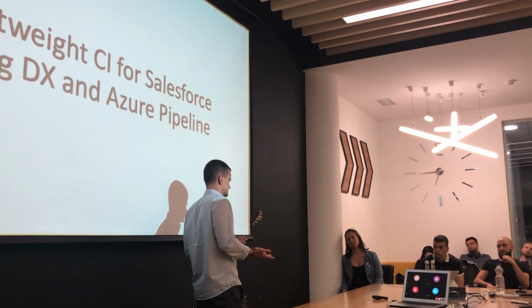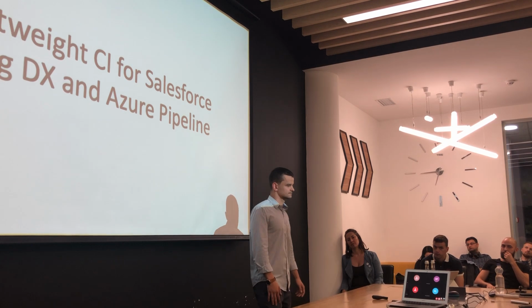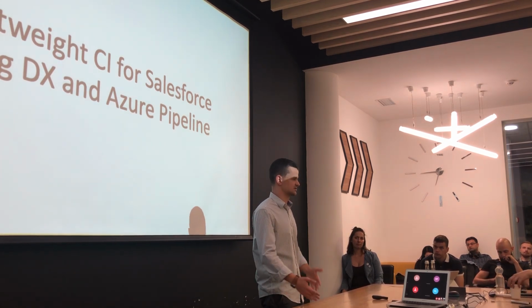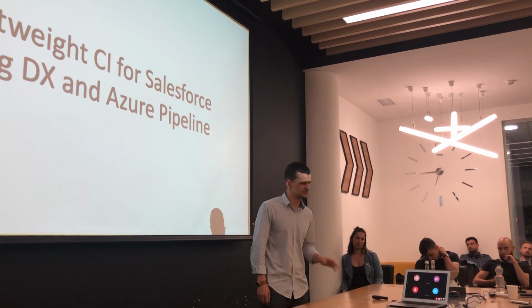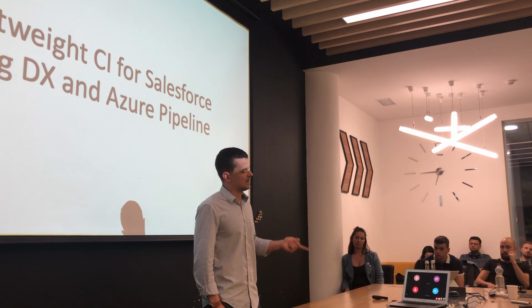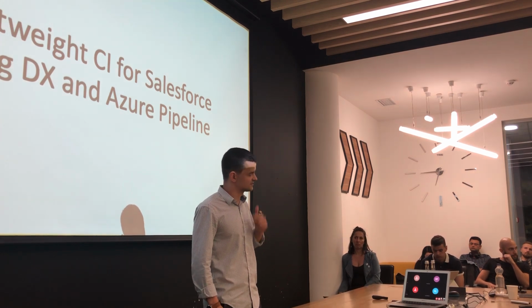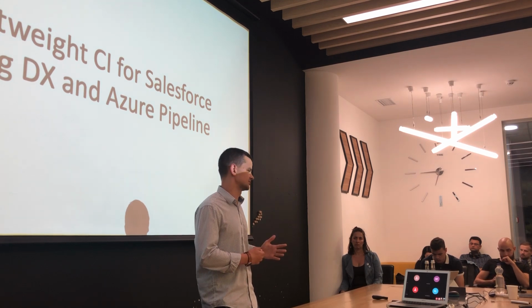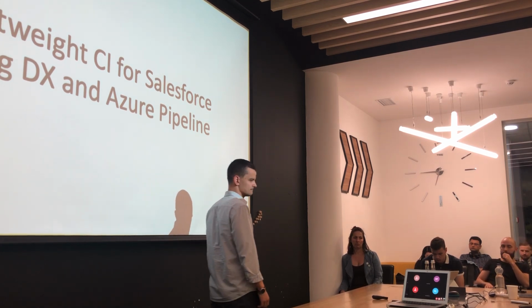Other than that, I haven't encountered anything. What about time limits? No time limits. The question is, are there time limits? On GitLab you have, I believe, a 2,000 minutes limit for the free tier, right? And here you don't have a time limit at all, only the number of parallel jobs running. Oh, nice.